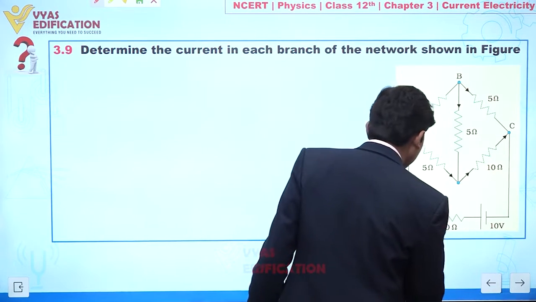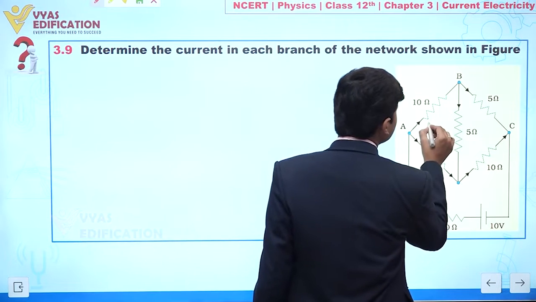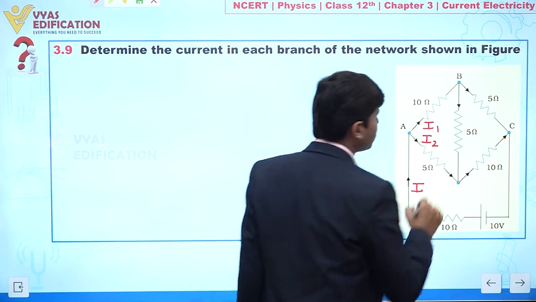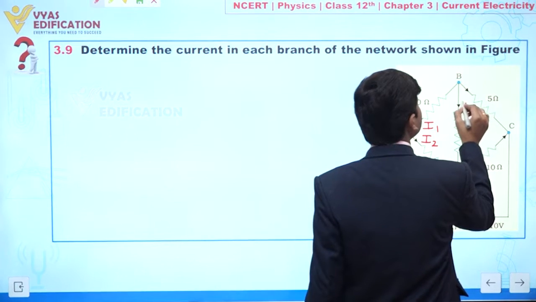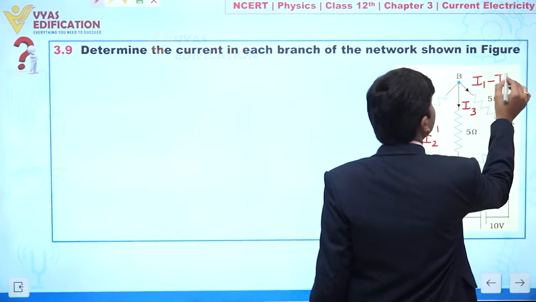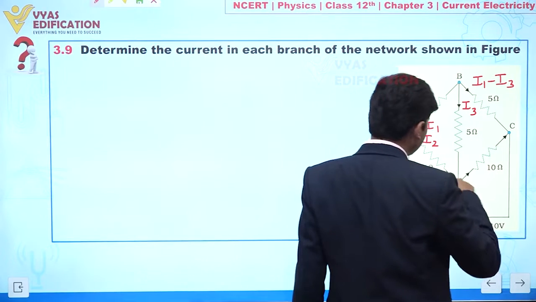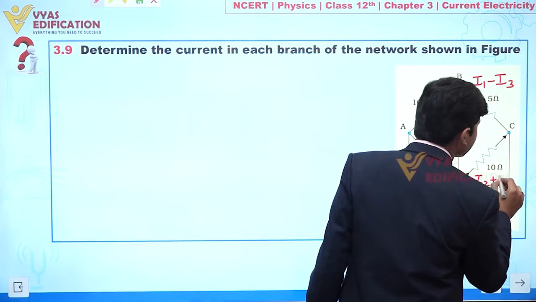Let's suppose we assume the current going from this side is I. Here we have current I1, and here we have current I2. Now let's suppose in this direction the current is I3. So this is I1 minus I3. Clear everyone? Now when this is I3, and this is I2, this is I2 plus I3.